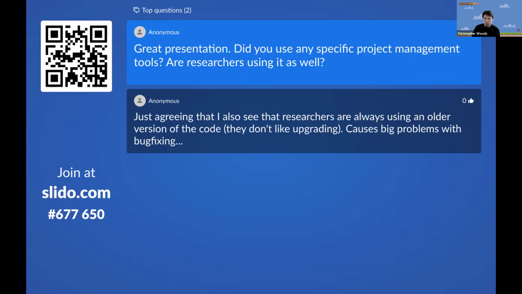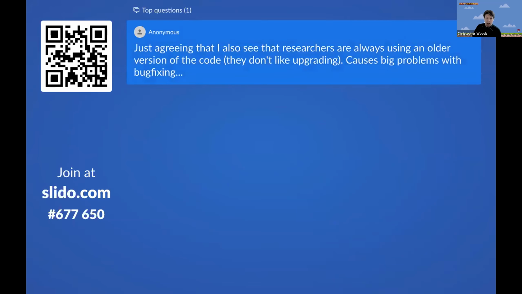Well, I think this last one is more of a comment than a question, but they're saying they also see that researchers are always using an older version of the code. They don't like upgrading. I've experienced that as well. It causes big problems with bug fixing. To make this a question, what would you do to encourage researchers to get into the habit of always updating the code and being on the latest version?